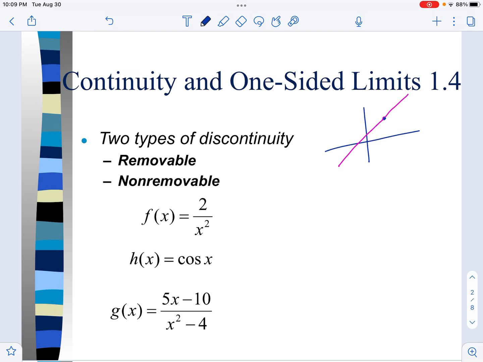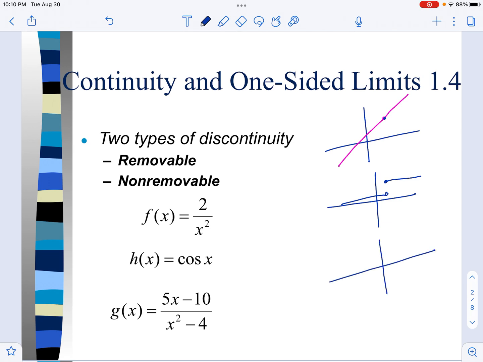Non-removable would be, okay, we have this big gap maybe. So maybe my function is something like this, and I have a gap between them. Notice it's not continuous. I can't just draw it without picking up my pencil. I have a gap. I have to pick it up and move it. So that's a non-removable. I can't fill that point and make it a continuous function. I could fill that hole, but it's still going to have that gap in between. So that would be an example of a non-removable.